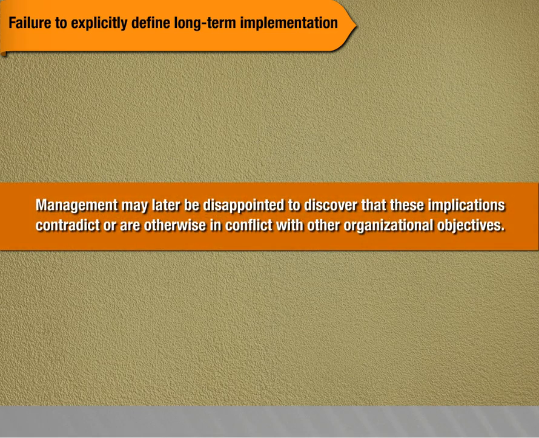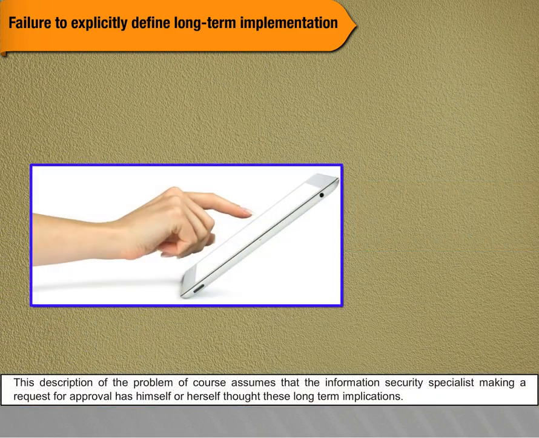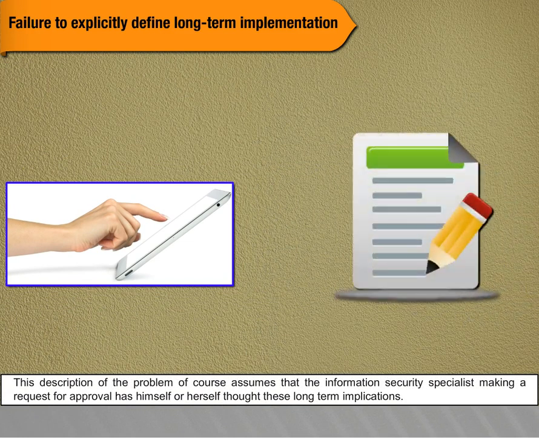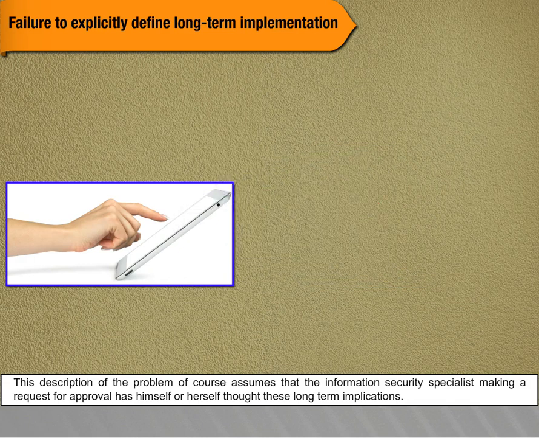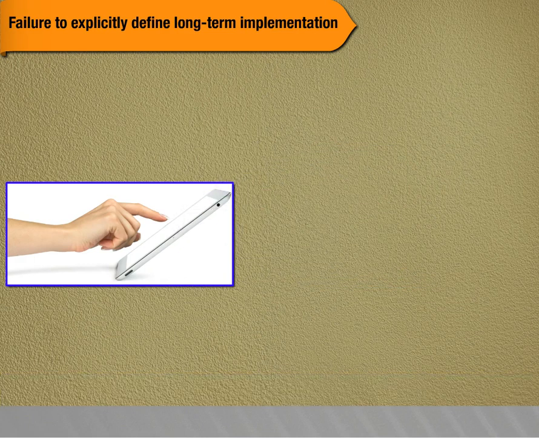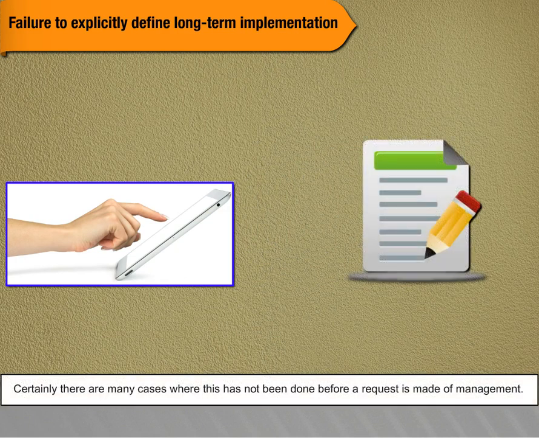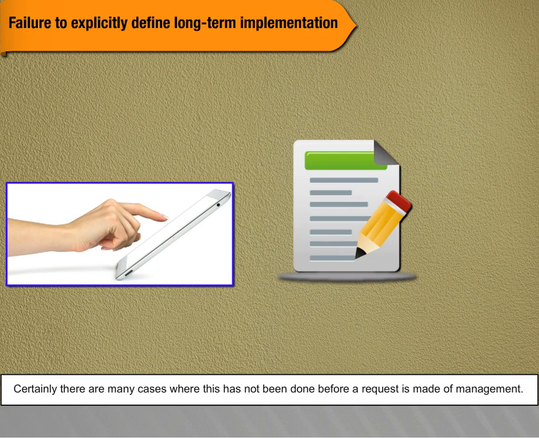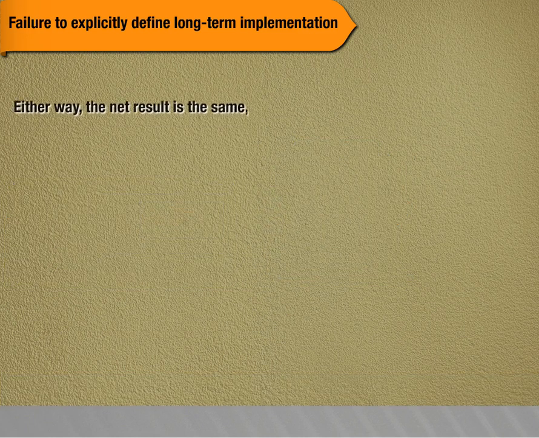Management may later be disappointed to discover that these implications contradict or are otherwise in conflict with other organizational objectives. This description of the problem, of course, assumes that the information security specialist making a request for approval has himself or herself thought through these long-term implications. Certainly, there are many cases where this has not been done before a request is made of management. Either way, the net result is the same.